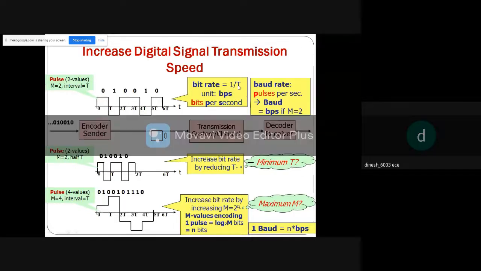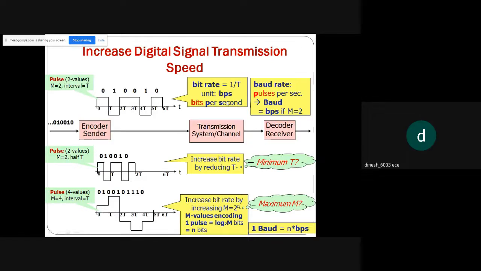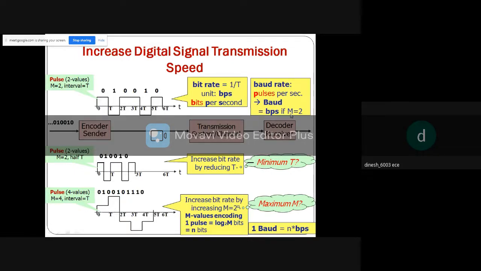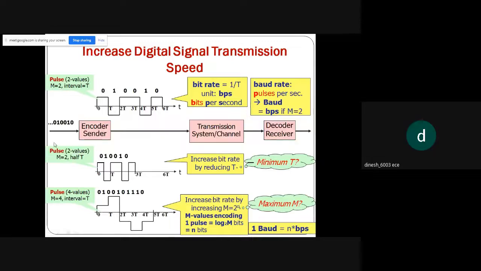Then the bit rate will be 1 per every time. One bit will be sent for every second or every cycle, so 1 bit per second. For baud rate, m is equal to 2. The baud rate is the number of pulses per second, and here it is 2, so m is equal to 2. In the same way, if you use half a cycle, you can see in the second diagram the pulse value is the same, 2. 0 1, 0 1 is being sent. M is equal to 2.